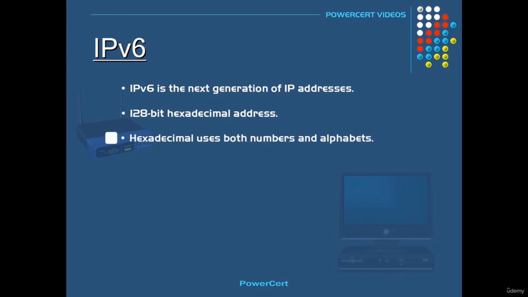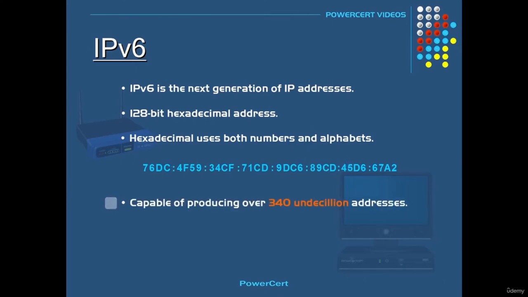Hexadecimal uses both numbers and alphabets in the address. So with this type of address, IP version 6 can produce an unbelievable 340 undecillion IP addresses. That's the number 340 with 36 digits after it. So as you might have guessed, IP version 6 is more than enough for the foreseeable future.